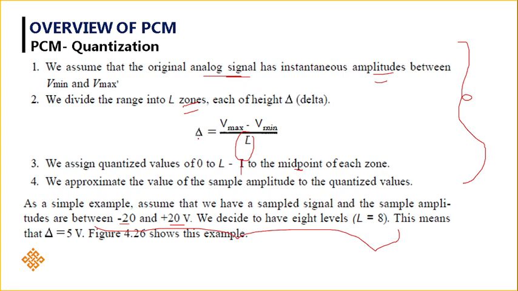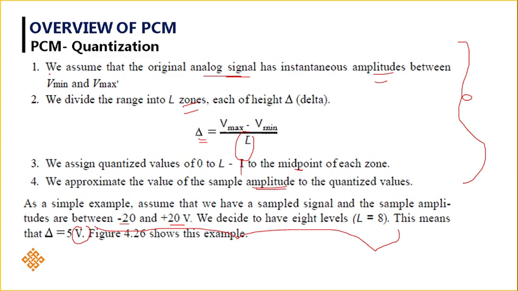And then we can calculate what is known as delta, Vmax minus Vmin divided by L. Here Vmax is plus 20 and Vmin is minus 20, so you will get 40. Divided by L, which is 8, you will get delta as 5. So using these values, now we will find the quantized values from the sampled values.